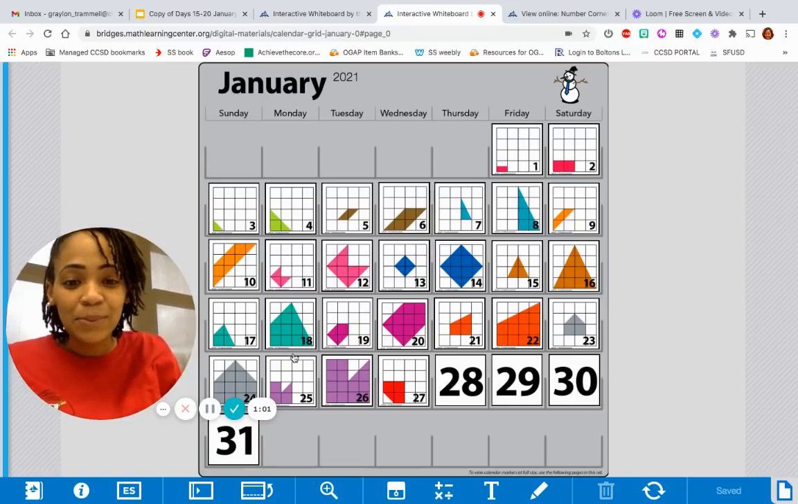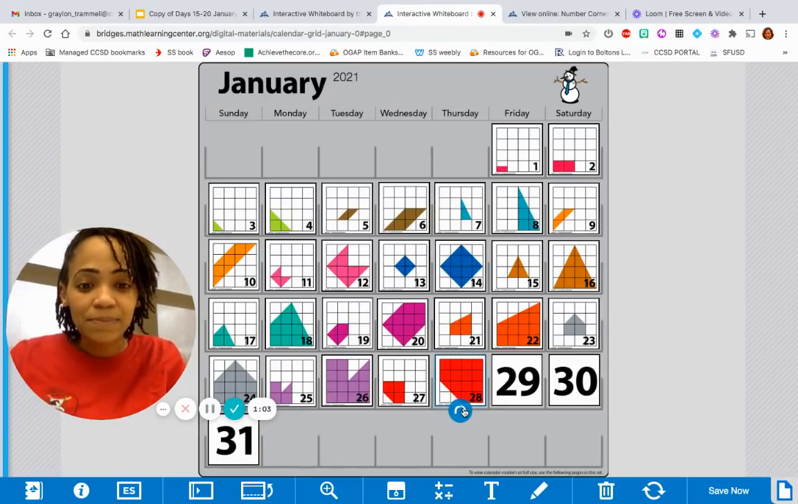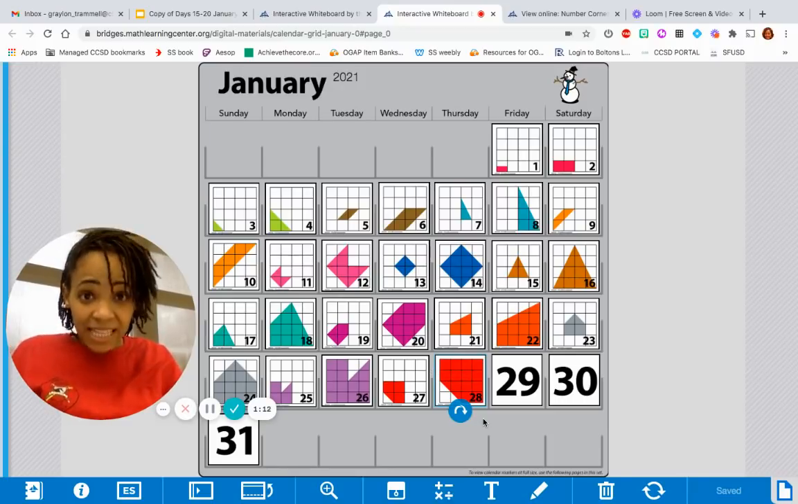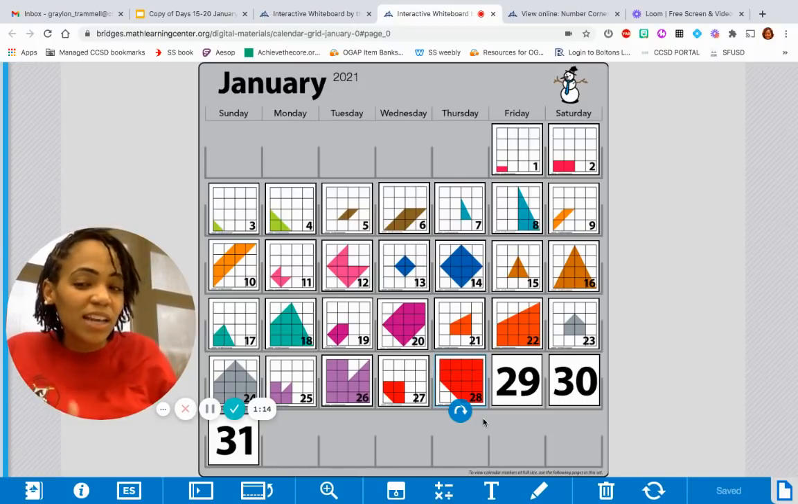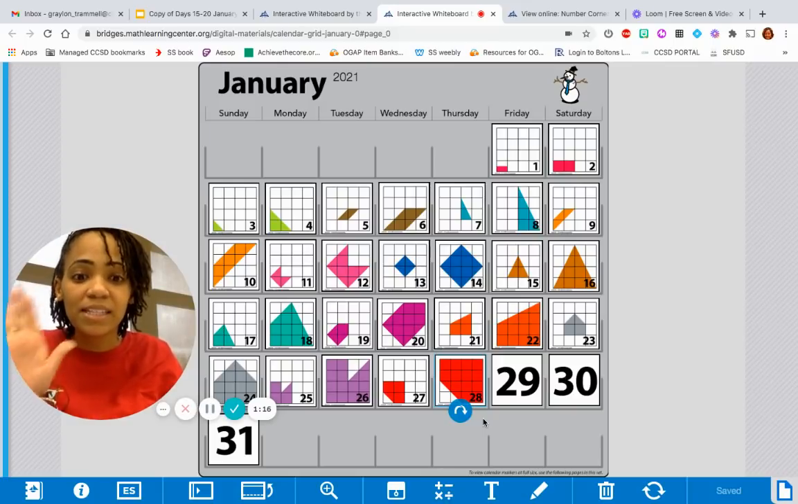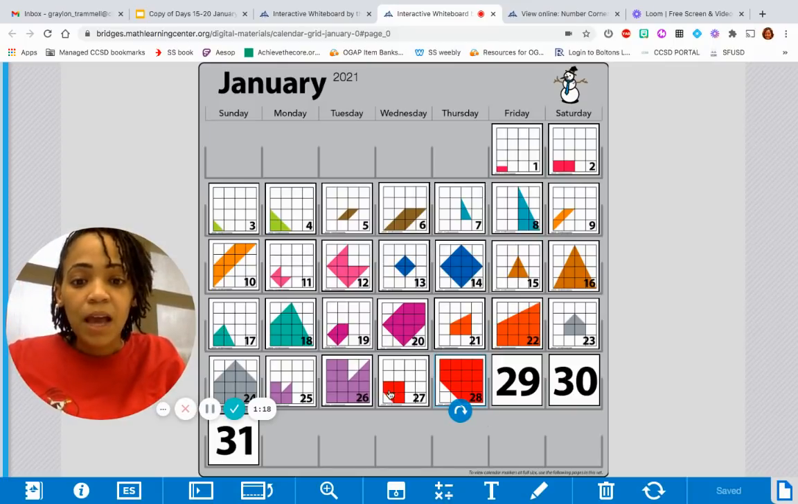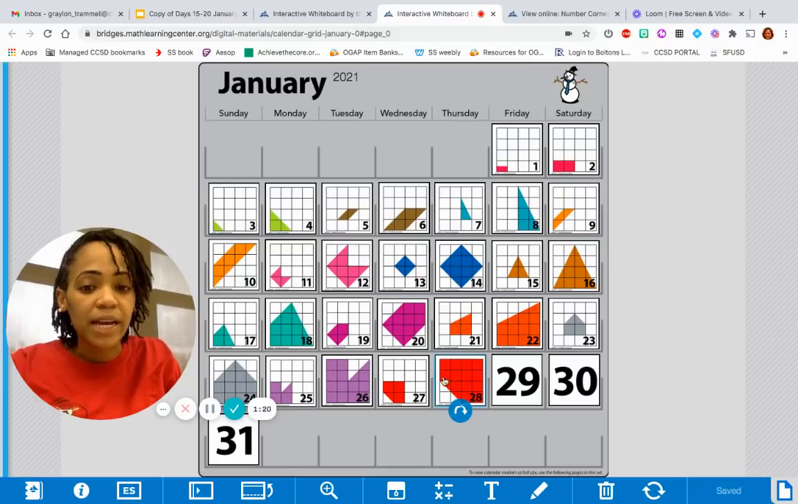Before we do, let's see what our calendar marker for today is. Today is Thursday, January the 28th, and we have a 1, 2, 3, 4, 5, a pentagon. Not a regular pentagon. It's irregular, but it's still a pentagon because it has 5 sides. And we can figure out our area.